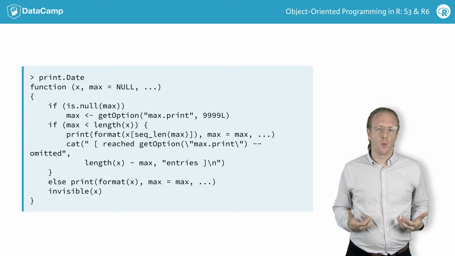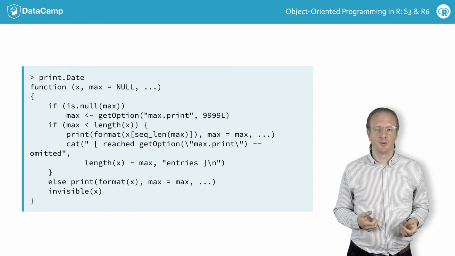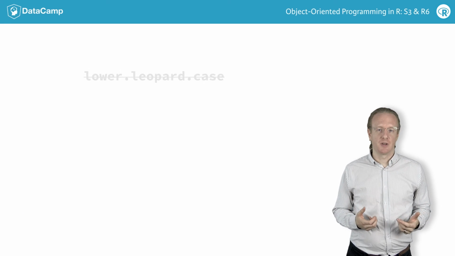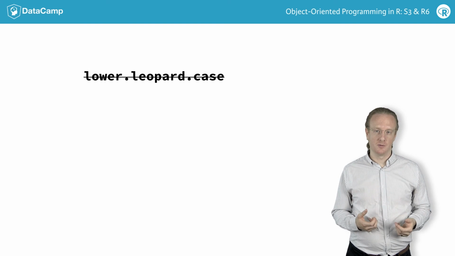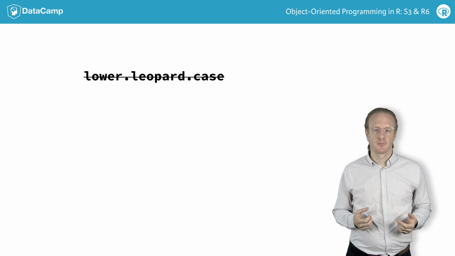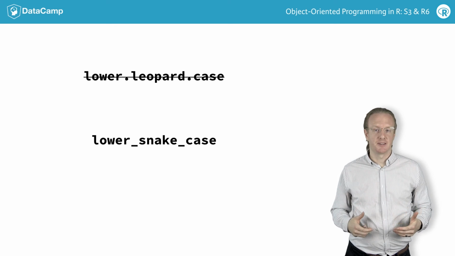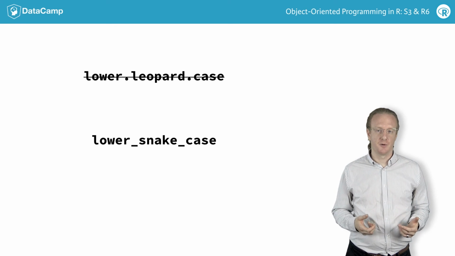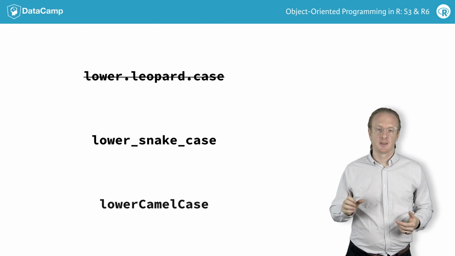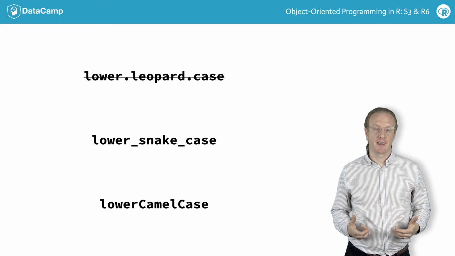Because S3 requires a dot to separate the name of the generic and the class of the input, it's usually a bad idea to include other dots in the names of your variables. Variable names separated by dots are sometimes called leopard case. Don't use this naming convention. Better conventions are lower snake case, which uses lowercase words separated by underscores, or lower camel case, where the first word is lowercase and subsequent words start with a capital letter.